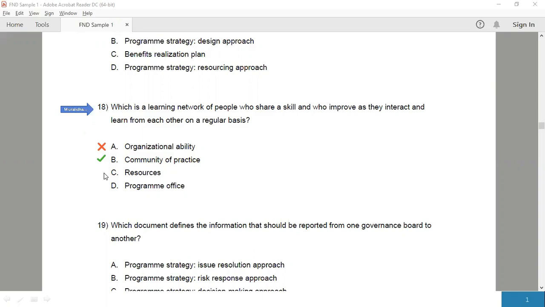Resources, number C. These are the people, information, equipment, facilities, and funding required to deliver the planned work. Therefore, it is not C, resources. Program Office, D, is a governance supporting office led by the Program Office lead with primary responsibility for managing delivery and capacity controls for the program. Therefore, it is not the Program Office either.